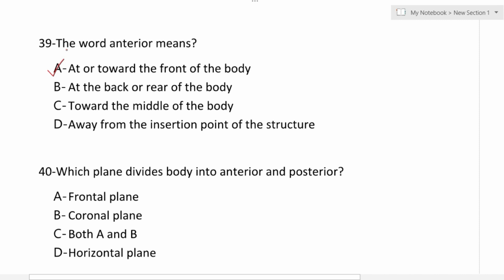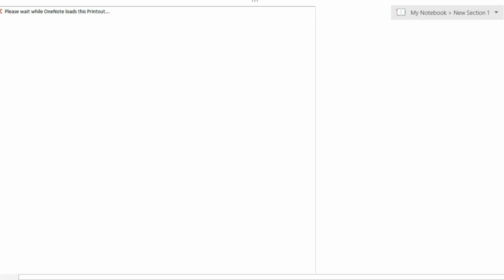Question number 40. Which plane divides the body into anterior and posterior? Option A, frontal plane. Option B, coronal plane. Option C, both A and B. Option D, horizontal plane. The correct answer is option C, that is both A and B, frontal plane as well as coronal plane. Both are the same. It will divide the body into anterior part and posterior part.